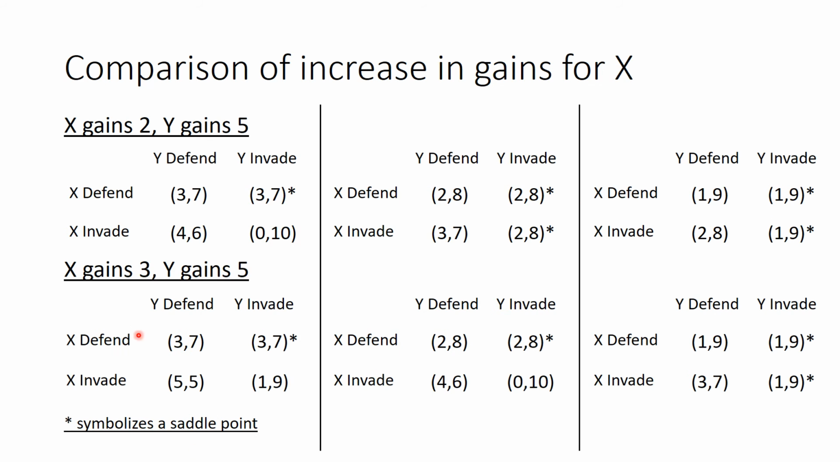Let's go further. Now we're going to compare the same starting positions to an increase in only X's gains but not Y's gains. So before, 3-7 had a defend invade SATA point, but now under new gains for X, we have another defend invade SATA point under 3-7. We go to 2-8, where before we had a double SATA point, but under X's new gains, 2-8 only has a defend invade SATA point. And we move over to 1-9. 1-9 had a double SATA point. New gains for X, 1-9 also has a double SATA point.